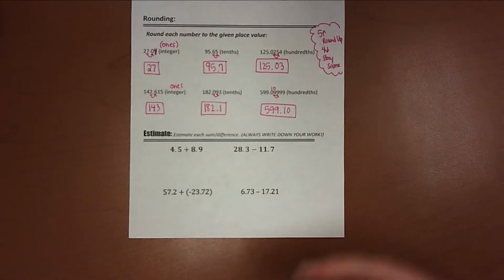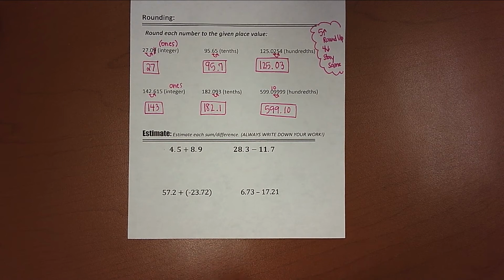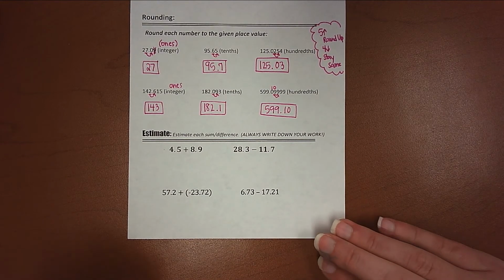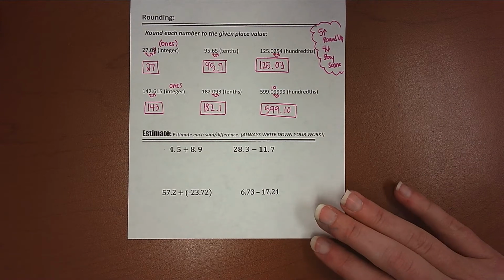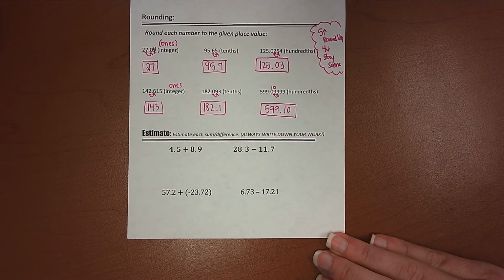On the very last part of these notes, we're going to estimate. It says estimate each sum or difference. Always write down your work. And so what they really want us to do when we estimate is just round to the nearest whole number or round to compatible numbers depending on the given situation.